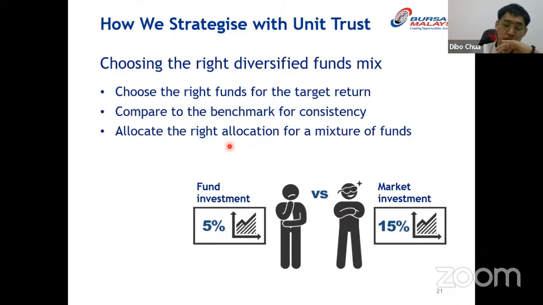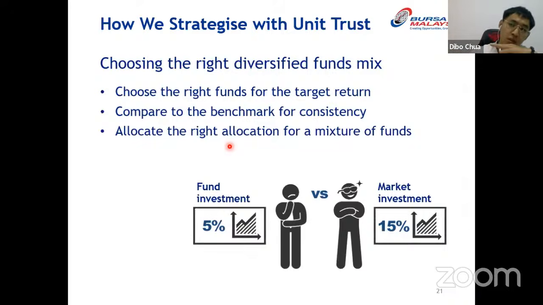Diversify it. If, for example, your technology fund is much more concentrated in the US market, then what you should do is put maybe 20% into Asia or maybe into China, or maybe into Malaysia as well. So this is how it works for a diversified portfolio.